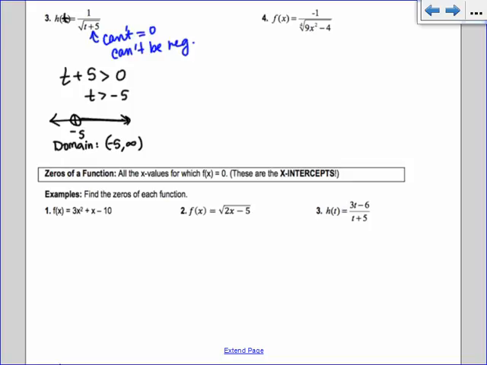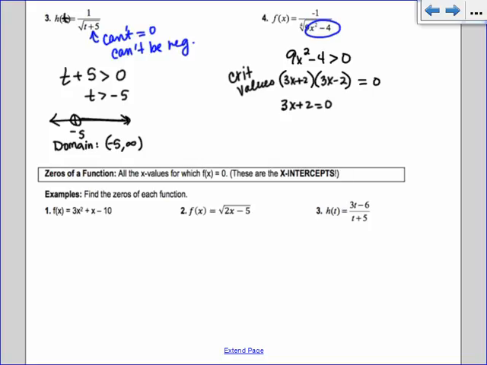Okay, but this one's same idea, so we can't have 0 because it's on the denominator, and it has to be positive. So we're going to say that 9x squared minus 4 is greater than 0. So this is another one where we should factor, and we should find the critical values. So we're going to factor into 3x plus 2 times 3x minus 2. We're going to set each piece equal to 0. So we get x equals negative 2/3 and x equals positive 2/3. So those are the things that go on the number line.